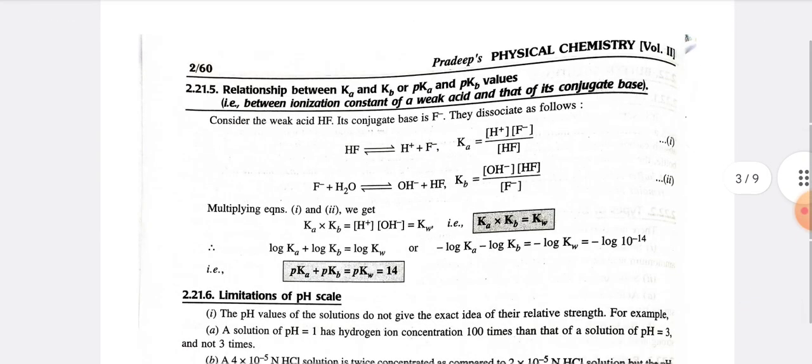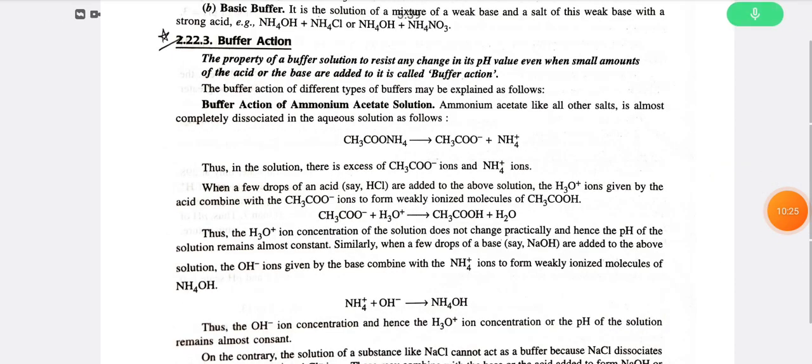Next is buffer action. The property of a solution to resist any change in its pH value even when small amounts of acid or base are added to it is called buffer action. The buffer action of different types of buffers may be explained as follows. Buffer action of ammonium acetate solution.